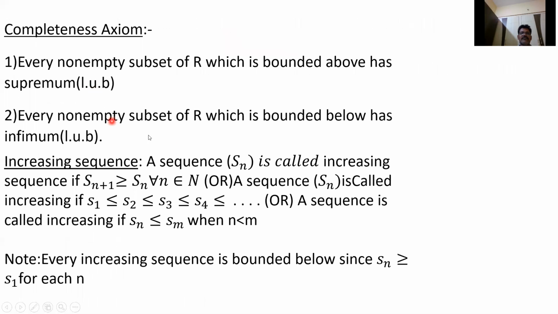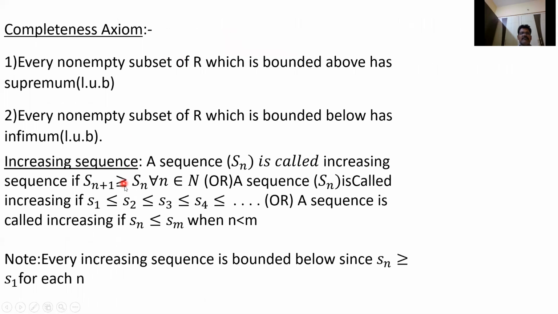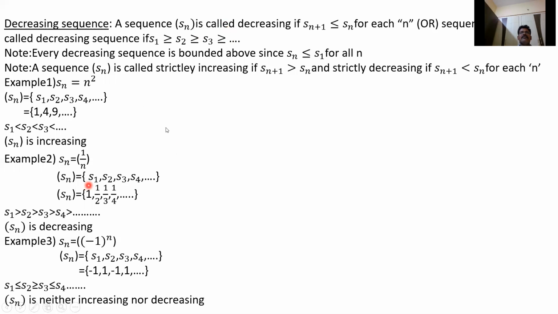Decreasing sequence. So here the sequence, and also we define like this. The sequence Sn is called increasing if Sn plus 1 minus Sn, if you take left hand side, Sn plus 1 minus Sn is greater than or equal to 0. And another way, similarly, just the signs will be changed. Here greater than or equal to, here less than or equal to. So a sequence Sn is called decreasing if Sn plus 1 is less than or equal to Sn for each n.